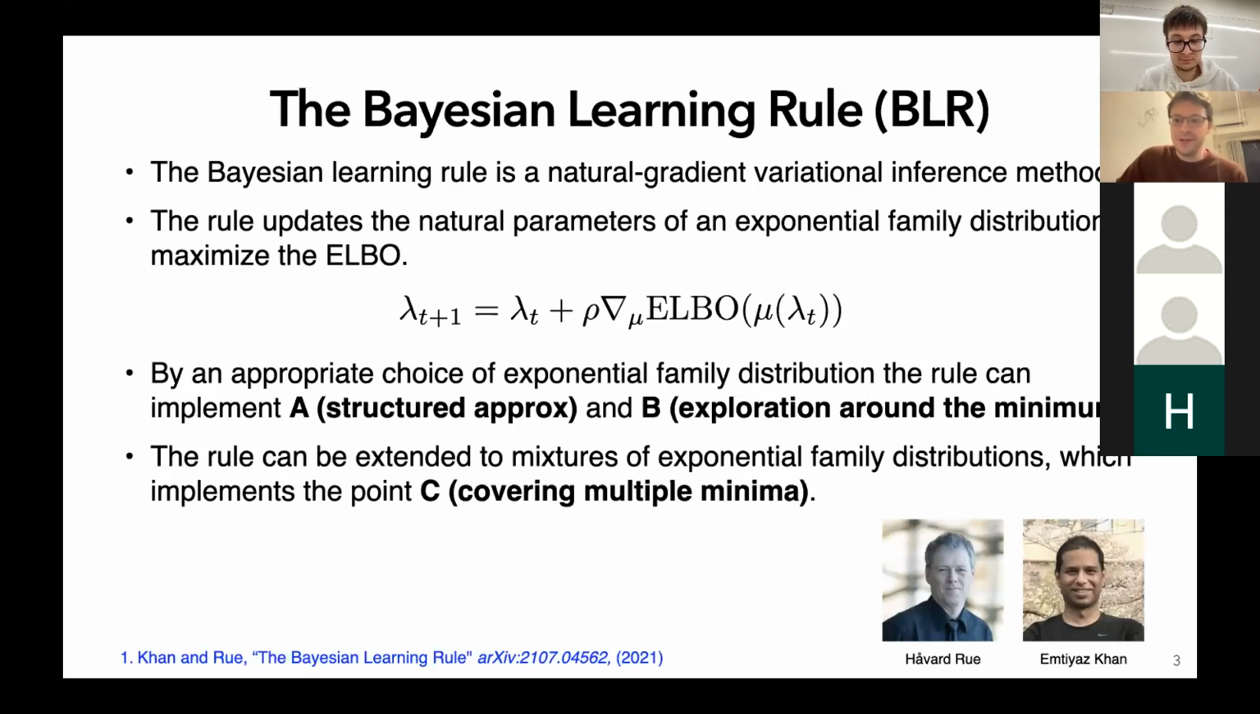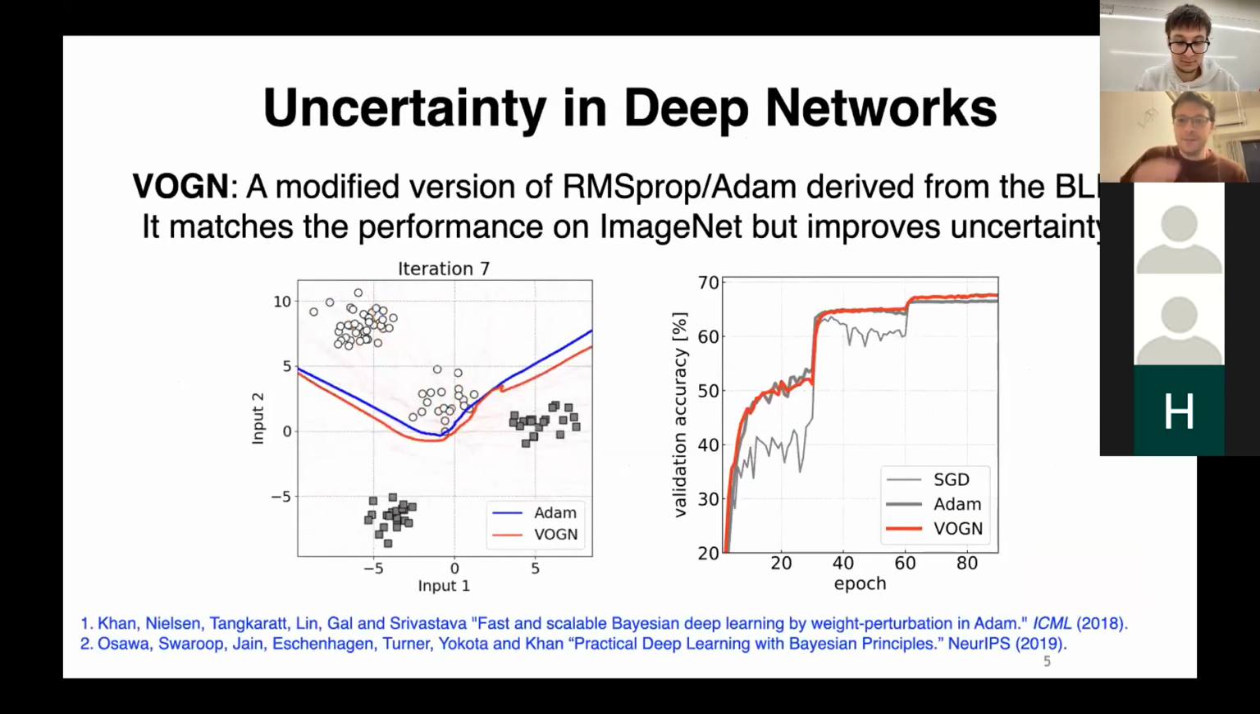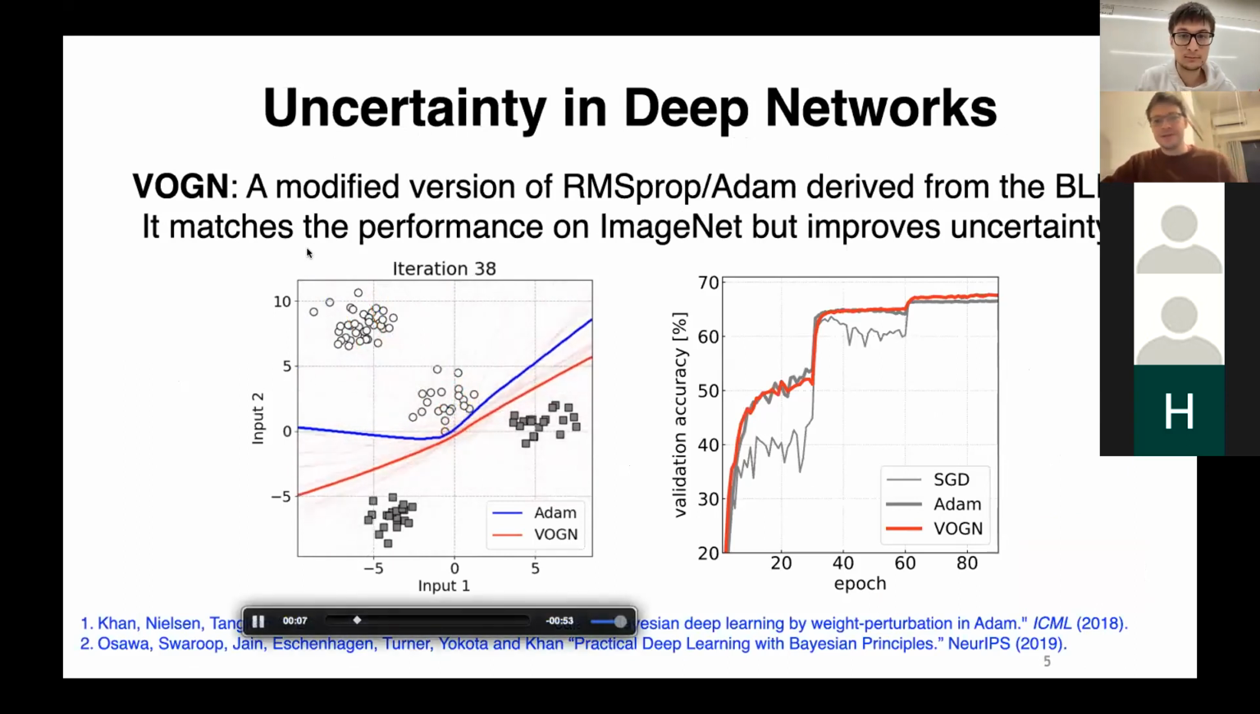To learn more about this rule, there's a recent work online by MTS Khan and Håvard Rue on the Bayesian learning rule. And here's an example of the optimizer VOGN, which is a modified version of RMSprop or Adam, which can be derived as an approximation of the Bayesian learning rule when the exponential family consists of diagonal Gaussian distributions.